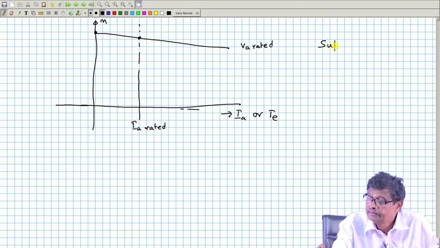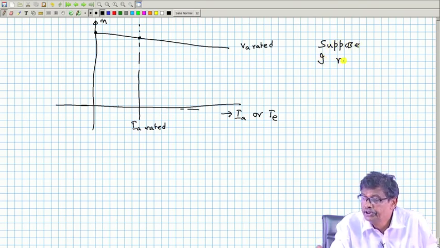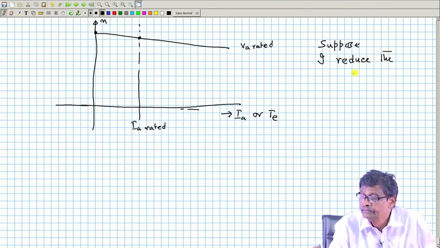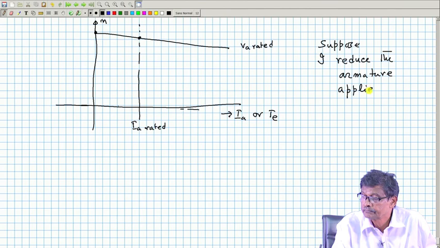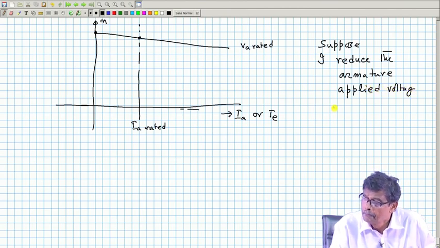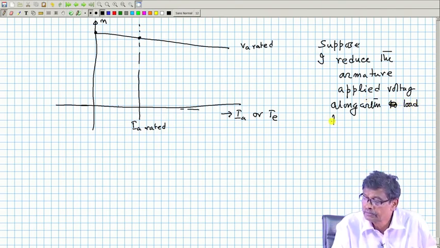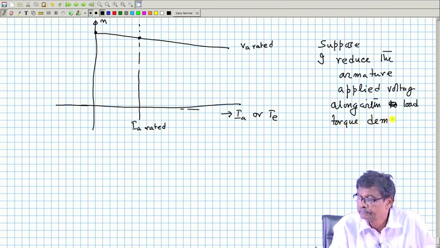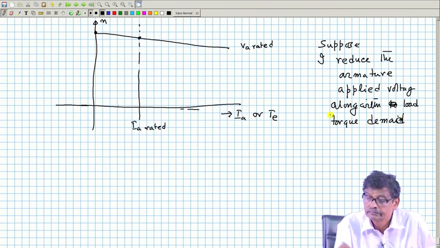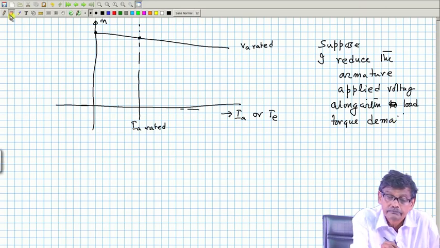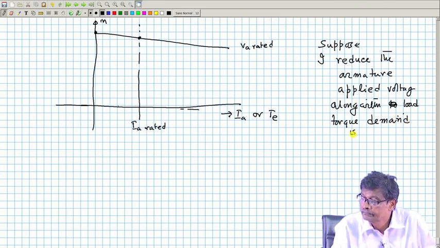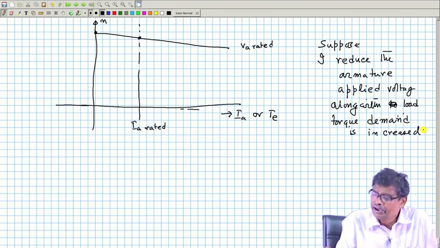Suppose I reduce the armature applied voltage, but along with that the load torque demand is increased.